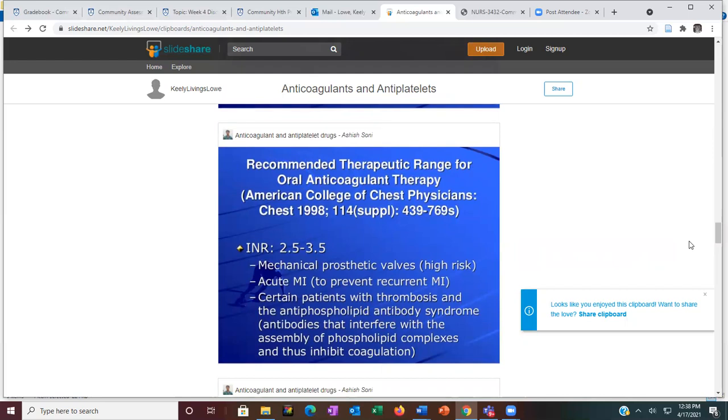So mechanical prosthetic valves. If we have mechanical heart valves, they're artificial. There is an increased risk of blood sticking and clotting to something that's artificial. So we want their blood a little bit thinner, even more so than the initial dose of other people we want on Coumadin. Acute MI to prevent recurrent MI. Now we saw that on the last slide.